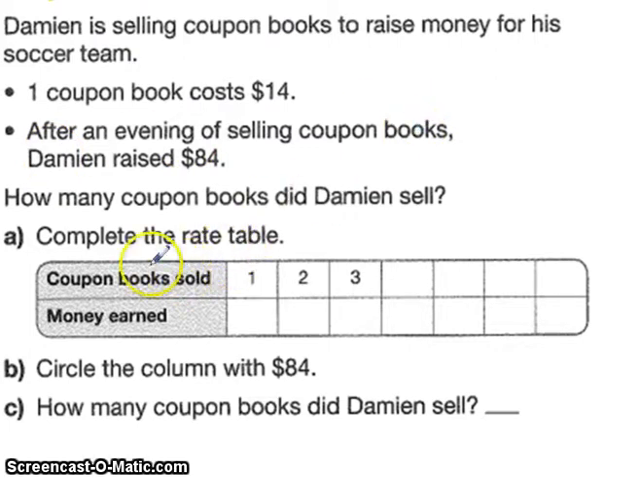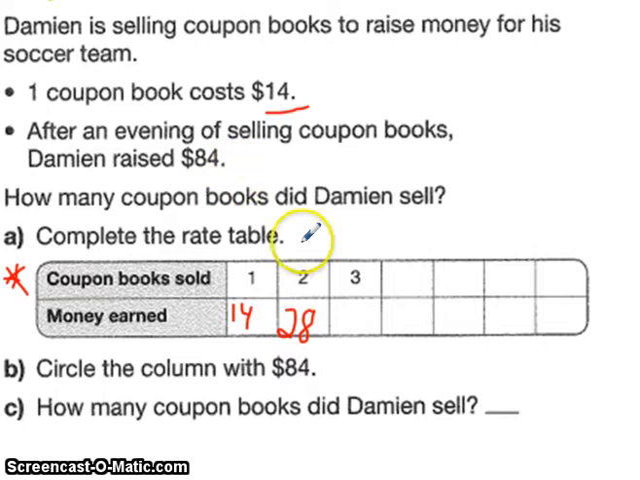Well, we're going to look at it through a rate table, which is what this is. So the coupon books sold. If you sold one coupon book, well, one coupon book costs 14 bucks. So we made 14 bucks here. Two coupon books. So we would just continue to add 14 each time. So if you do two coupon books, you get 28.